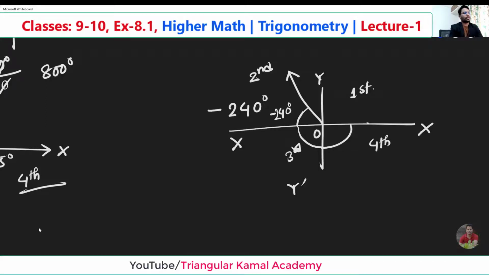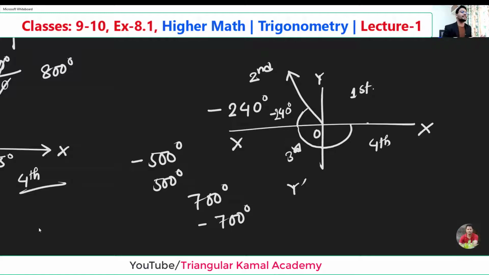In the same way, we can identify the position of minus 500 degree or plus 500 degree or minus 700 degree or plus 700 degree. In the same way, we can identify any types of angle in the quadrant system. If the angle is greater than plus 360 or less than minus 360, it will be a repeating case again.